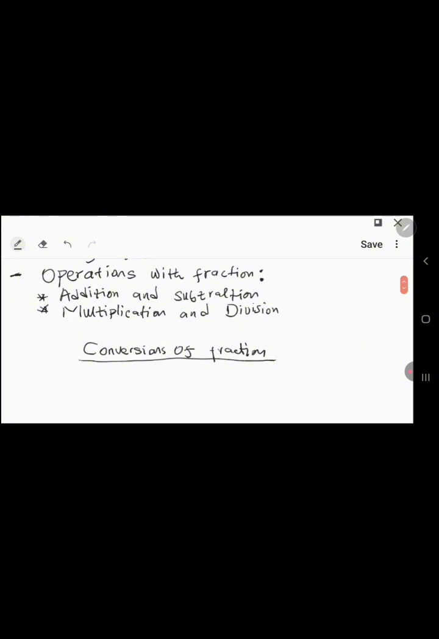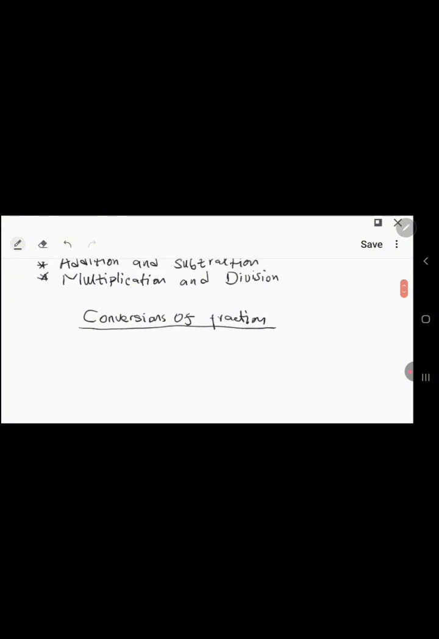Okay, so as you can remember, we have three types of fraction: proper fraction, improper fraction and mixed fraction. For conversion of fractions, we have so many kinds of conversions, but here we are going to discuss only three. The first one we are going to start with is conversion of improper fraction into mixed fraction.